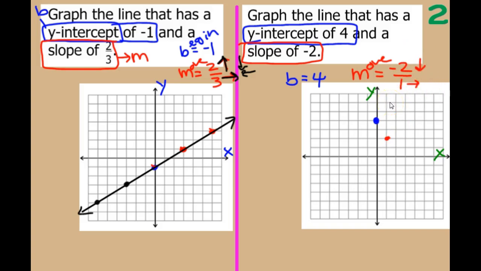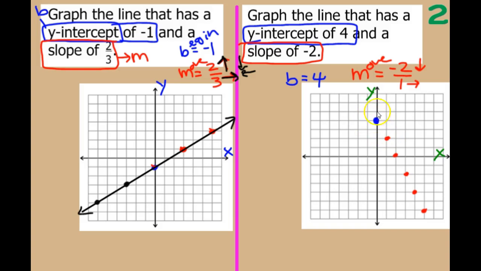This is our elevator. If you get in our elevator again, go down 2 and over 1, down 2, over 1. We can continue this until we get to the other side of the graph, down 2, over 1. It should form a nice straight line. We went down and right.